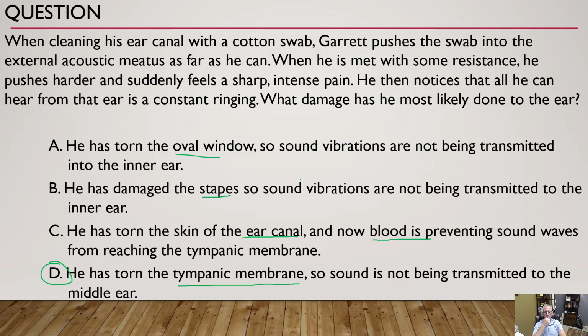Or if you are on a flight, or on the plane, you plug your nose and blow out a little bit to equalize that pressure. You could actually rupture your tympanic membrane that way.